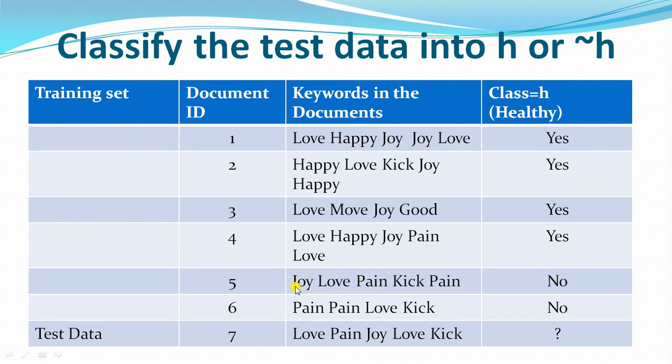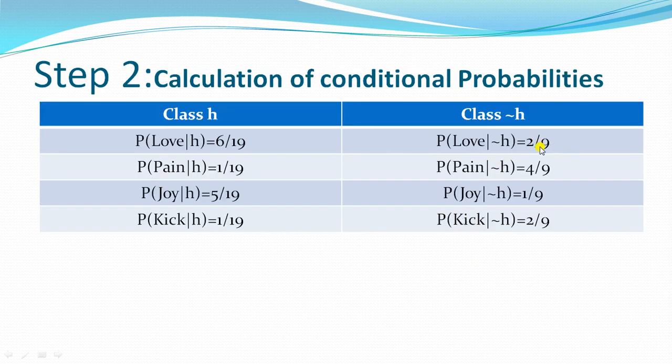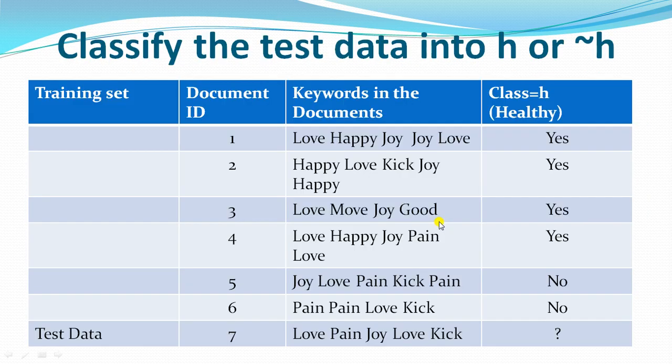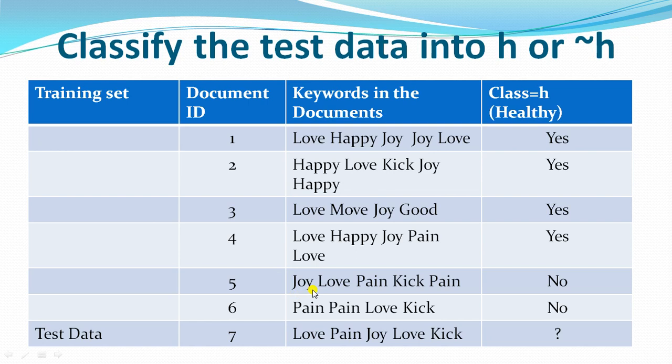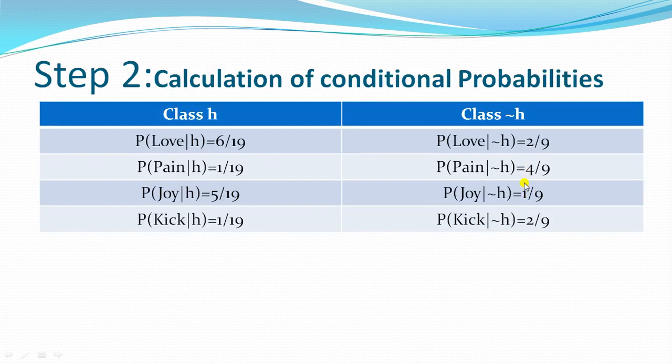So in that, first calculate the total number of terms: 1, 2, 3, 4, 5, 6, 7, 8, 9. Out of 9, we are supposed to calculate how many love are there, how many pain, how many joy, how many kick. Go back to the problem statement, see how many love are there, 1, 2, done. So 2 by 9. How many pain are there? 1, 2, 3, 4. Out of 9, 4 terms are the word pain. That is 4 by 9.